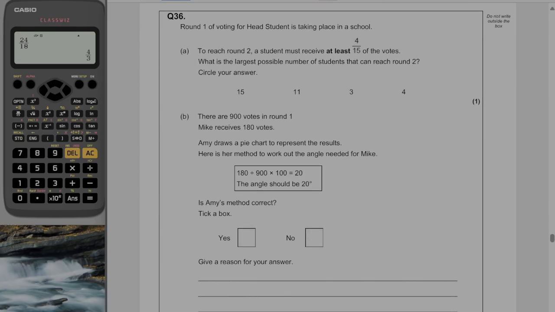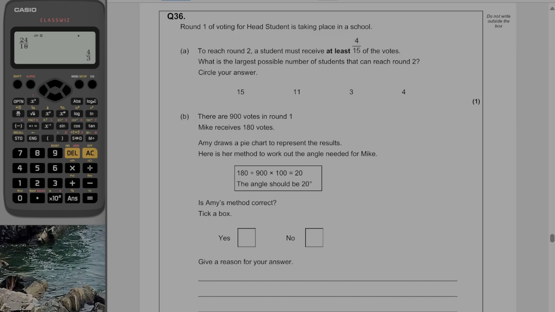Right, question 26. Round 1 of voting for head student is taking place in a school. In each round, students must receive at least 4/15 of the vote. What is the largest possible number of students that can reach round 2? So how many lots of 4/15 can we make? If we do 15 divided by 4, that's equal to 3 and 3/4. So the maximum would be 3.